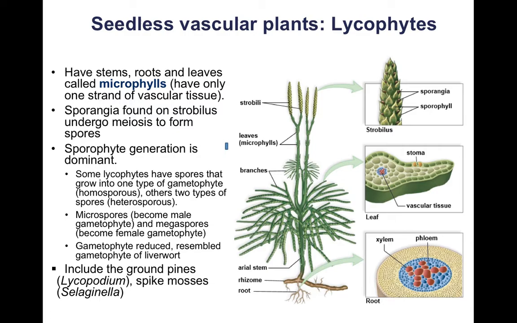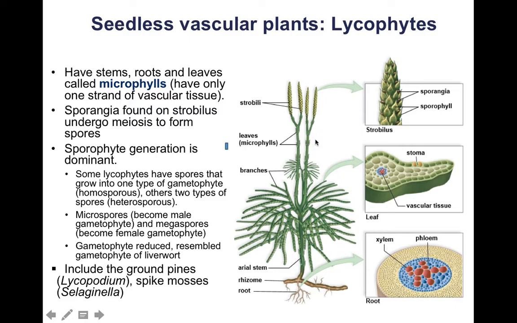Okay, so let's first talk about the lycophytes. So these are the club mosses or ground pine. So the club mosses have stems, roots, and leaves, but these leaves are referred to as microphylls. So they're really, really small. They only have one strand of vascular tissue. So these are the tiny little leaves here. These larger structures here are branches. They're not true leaves. So these are the microphylls, these small, tiny leaves.